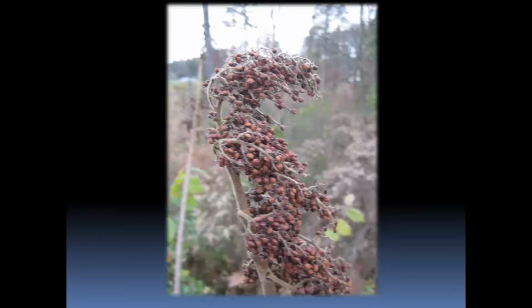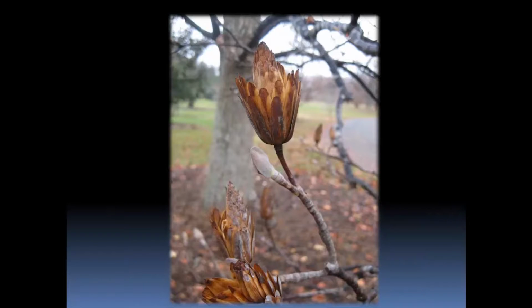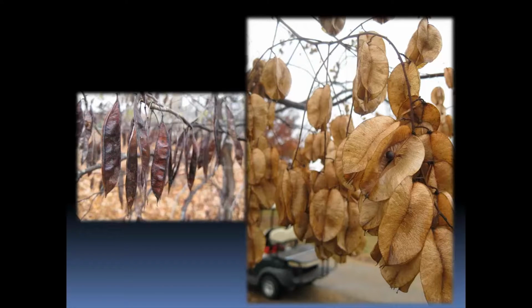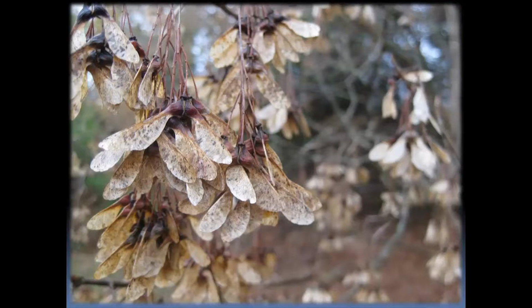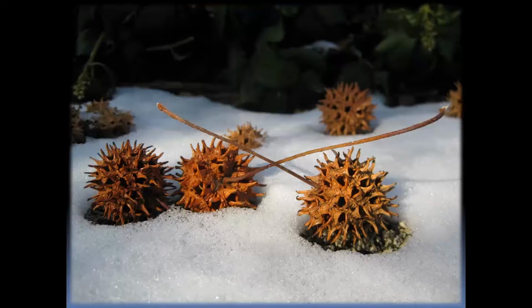Sumac, the seed pods on that are beautiful in the winter. Clethra and some crepe myrtles. They're seeds. They fall in that berry category for me. The tulip poplar. I love the samaras on maples. They add a lot of winter interest. They don't stick around long, but they provide a season of interest on plants.